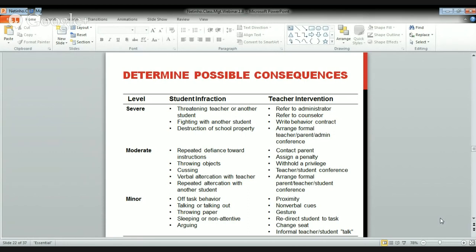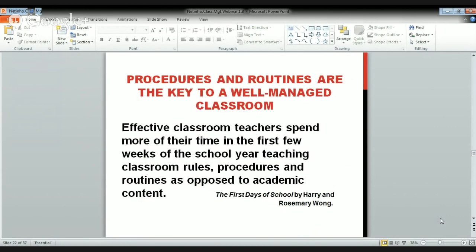You can design creative lessons, but if your classroom is chaotic and no one is listening and no one is paying attention, then there's little to no learning. Next slide, please.